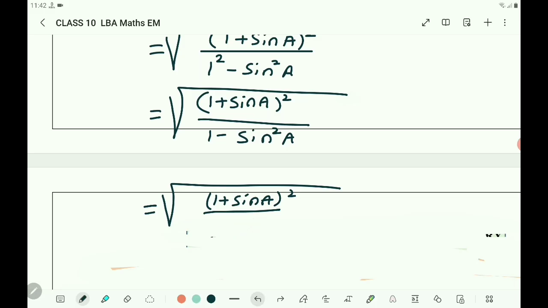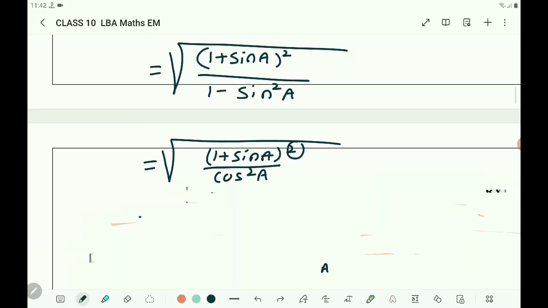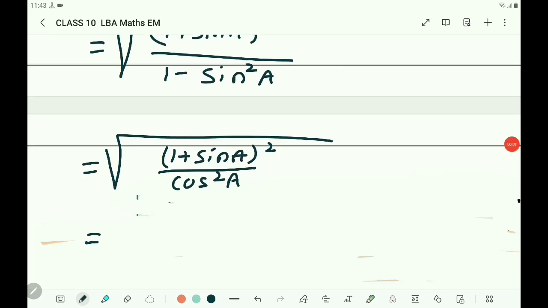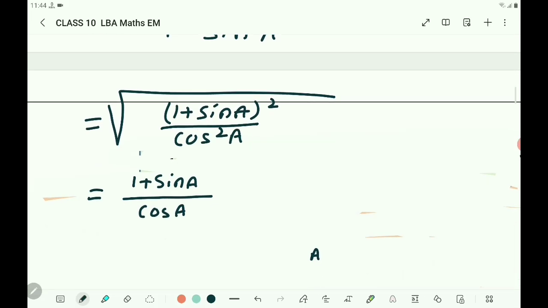Here it is whole root cos square A. Then you can cancel the square and root. So if you take the root, the square cancels, equals, write (1 plus sin A) by cos A. Here root and square are cancelled. Then you separate. Write it as 1 by cos A plus sin A by cos A.